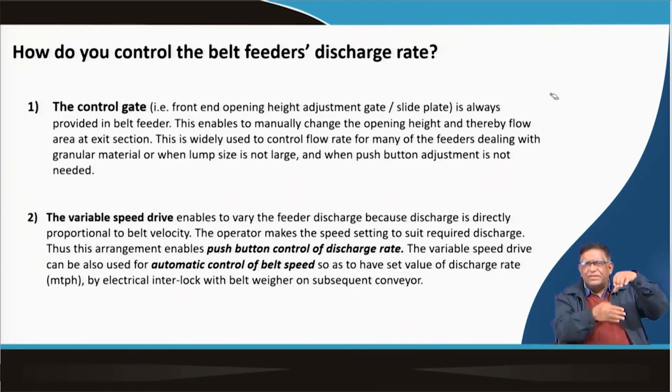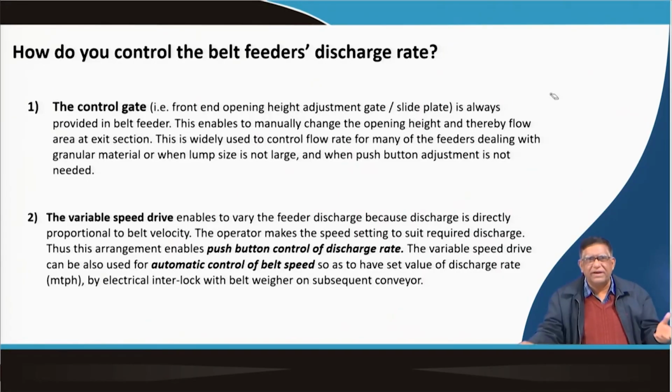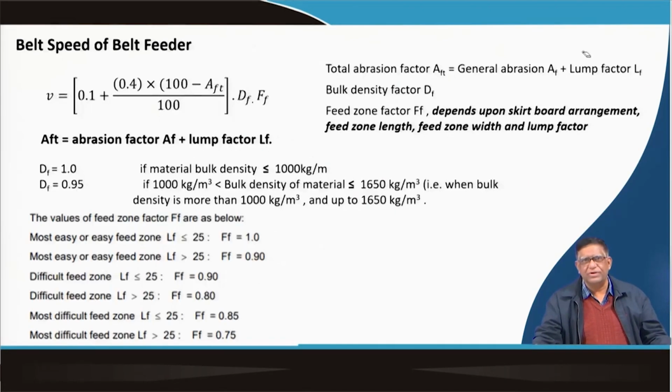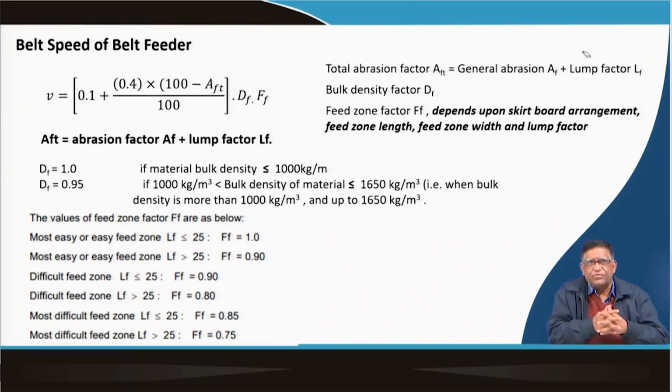So, if less material is coming, and it is going at a good speed, you can open a little bit more. And there are different types of gates, that you also need to study. The belt speed on the belt feeder depends on a number of factors. First is the total abrasion factor, that is your general abrasion, and the lump factor. Different lump sizes will give a different type of friction. That is why, when a lump material is loaded, the feeder will have a different rate.